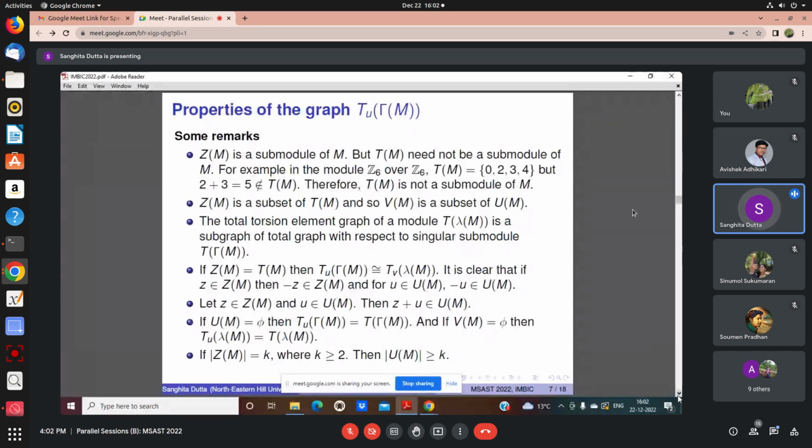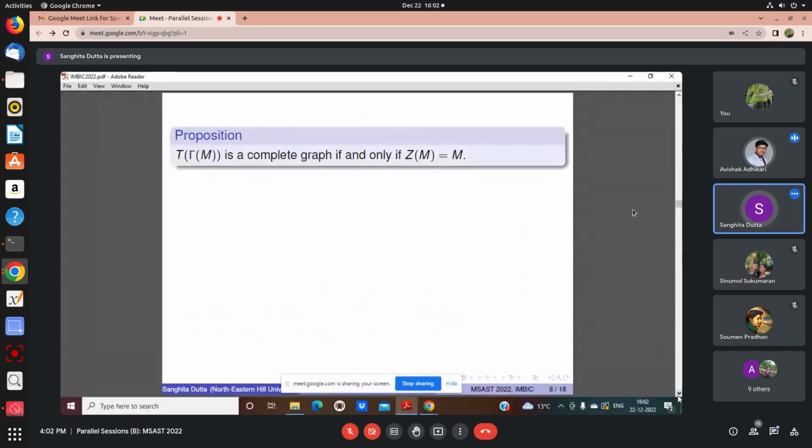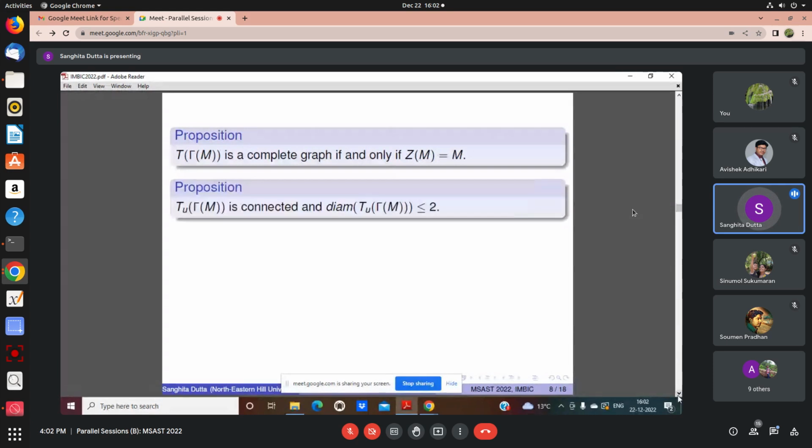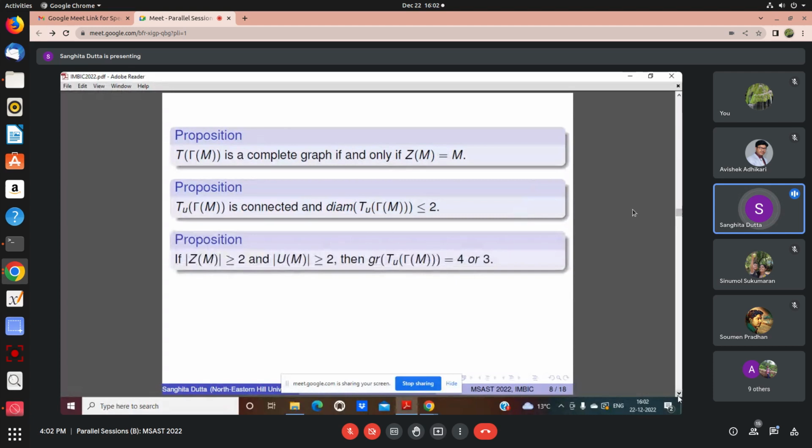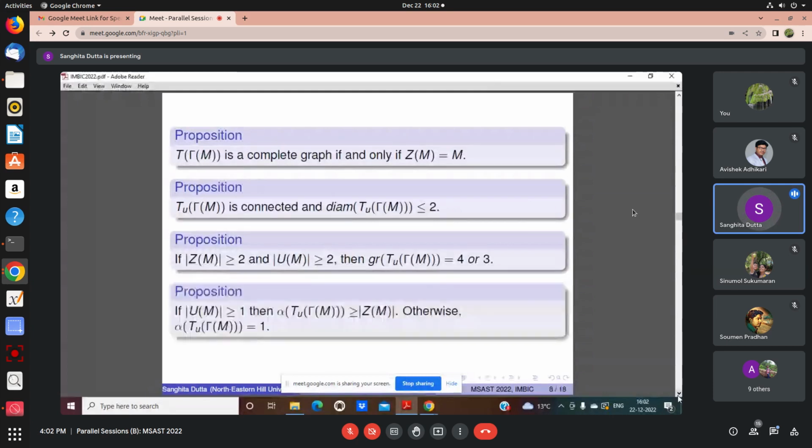So, some results. Proposition: the total graph T gamma M is a complete graph if and only if Zm is M. Tu gamma M is connected and the diameter of Tu gamma M is less than or equal to 2. If the cardinality of Zm is greater than or equal to 2 and the cardinality of Um is greater than or equal to 2, then the girth is 3 or 4. If the cardinality is greater than or equal to 2, then the independence number is greater than or equal to the cardinality of Zm, otherwise it is 1.